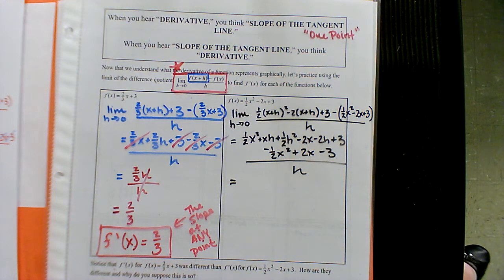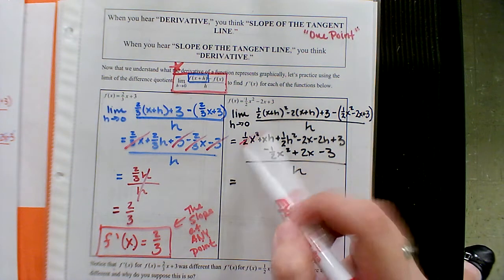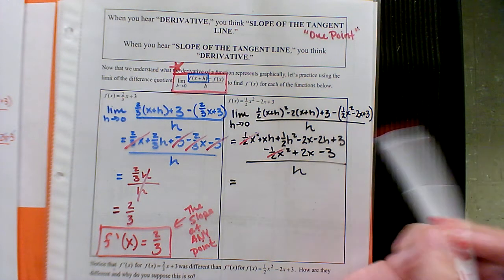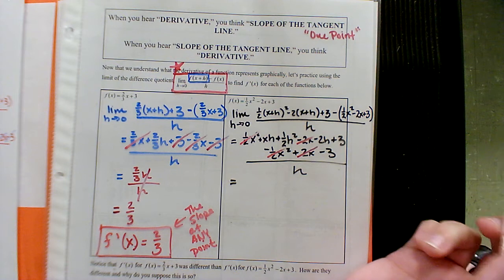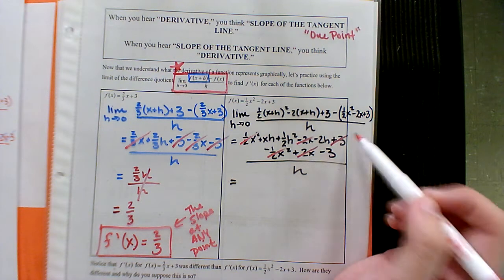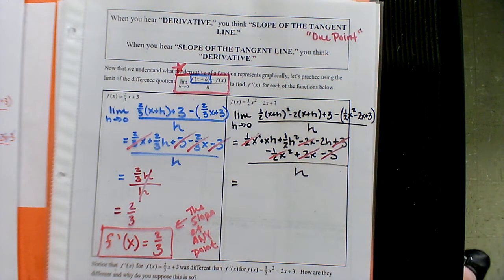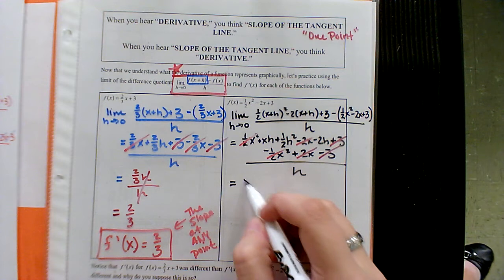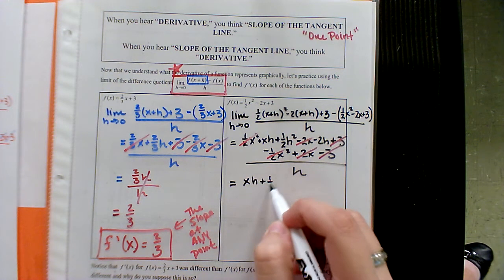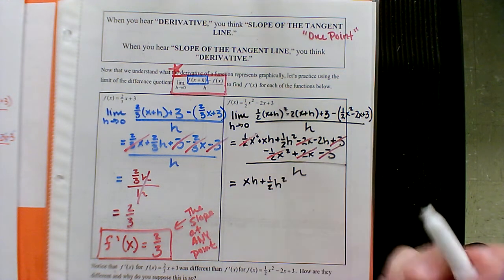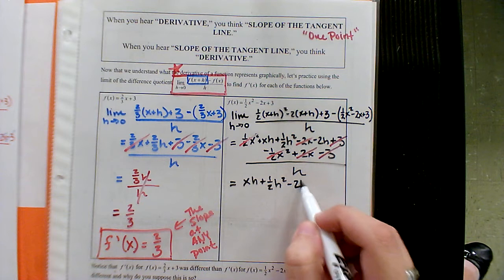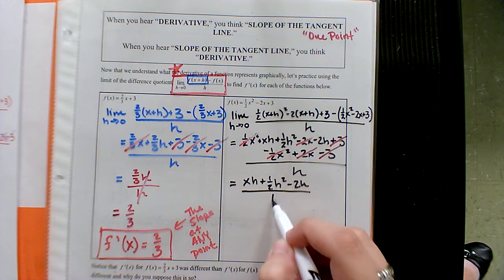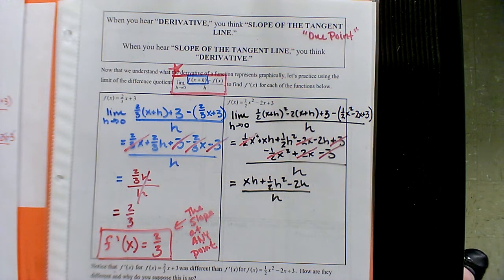Can we go pencil happy with our crossing out? What's going to go away? Let's see, the x squareds, the 2x's, and the 3's. So xh plus 1/2 h squared minus 2h, all over h, that's what's left.